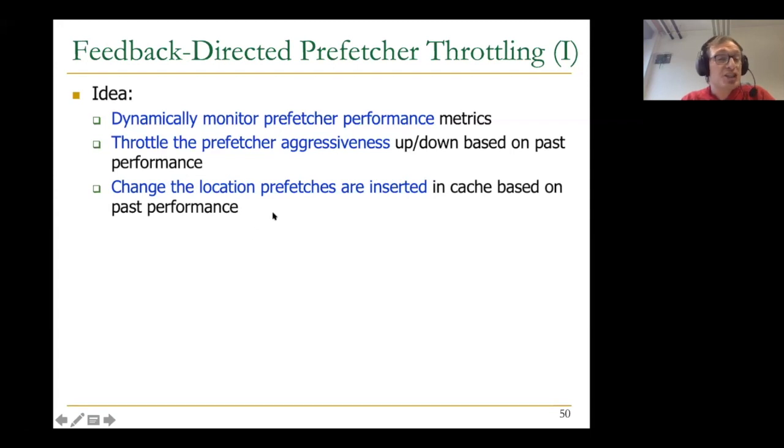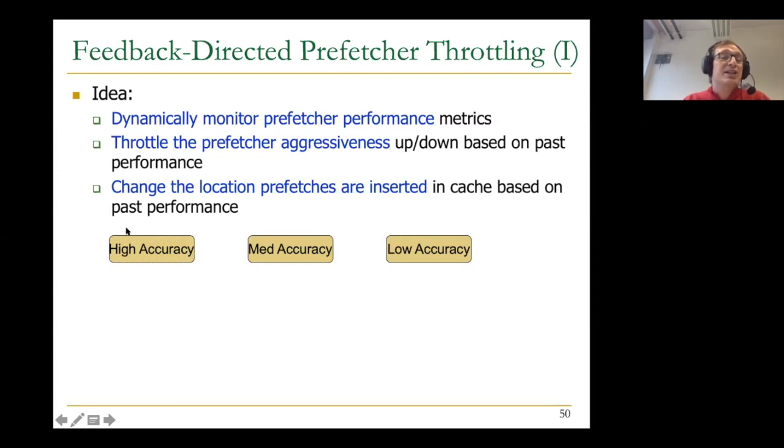And we also change the location of prefetches inserted into the cache based on past performance. We discussed MRU, most recently used, least recently used, or middle positions. I will show you that in a little bit. So you check accuracy metrics, how accurate the prefetcher is, and you classify it into 3 groups in this particular case. And you check the timeliness of the prefetcher.